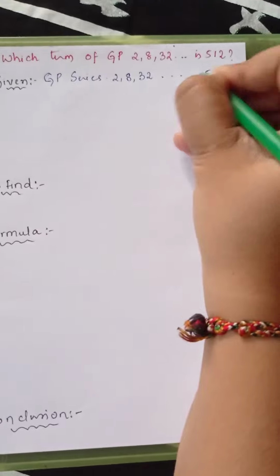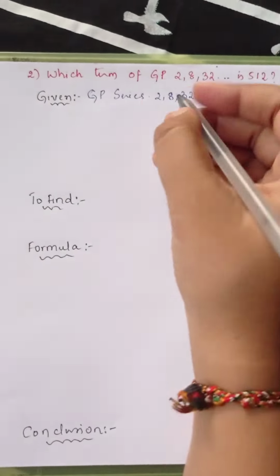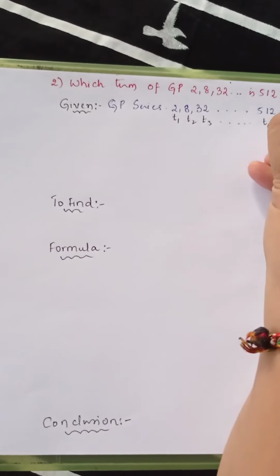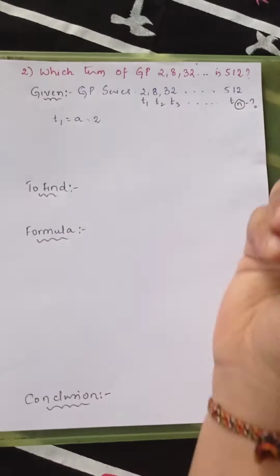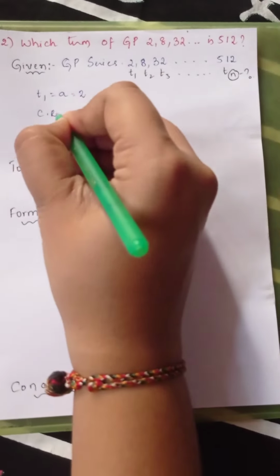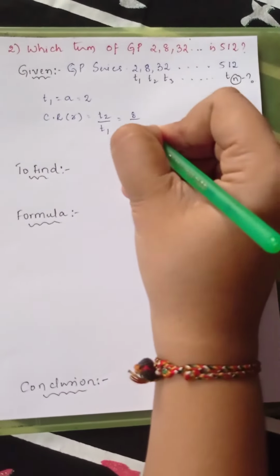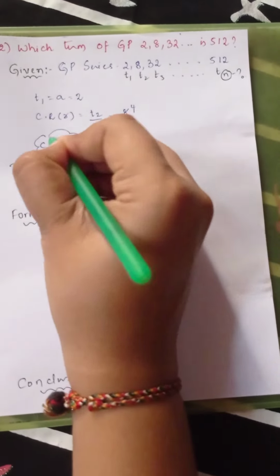And next one, you need to write the GP series as usual, 2, 8, 32, and so on, up to 512. Here you can write down T1, T2, T3 and so on Tn, and you need to find which term it is. T1 is equal to a is equal to 2, and we need to find the common ratio. T2 by T1 is equal to 8 by 2, that is 4. So r is equal to 4.